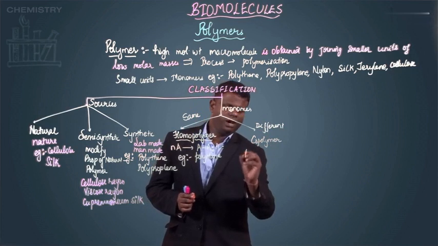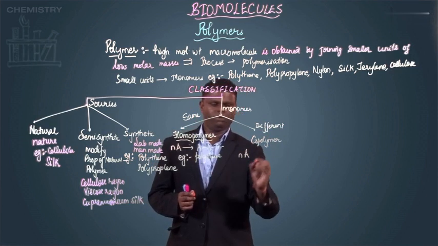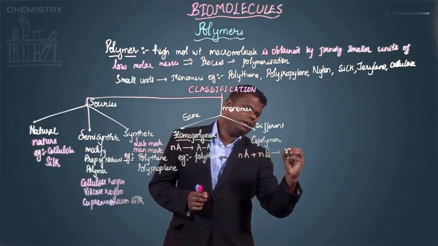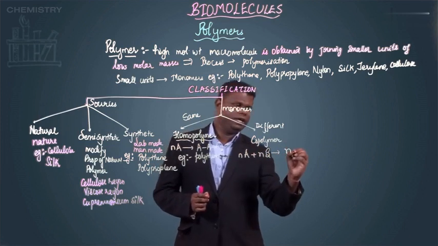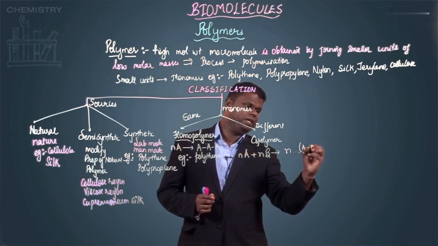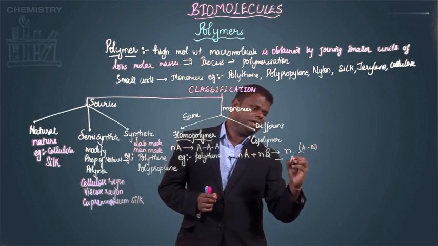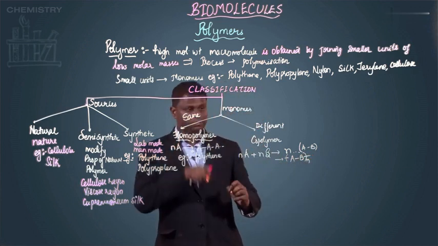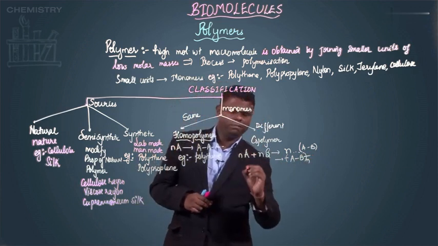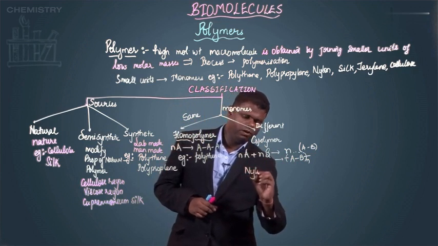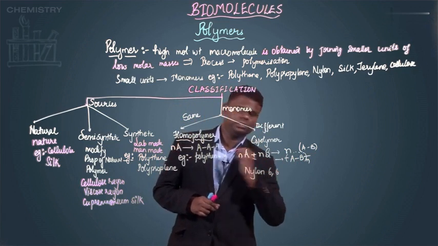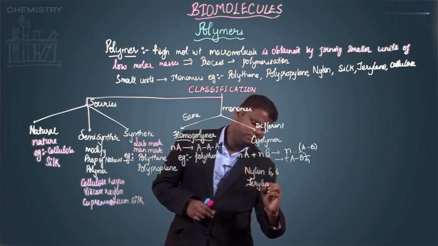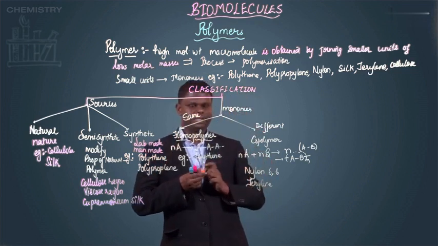For example, you start with n molecules of A, then you start with n molecules of B, and you get n such of A, B. So you could simply write this as AB n times. So this is nothing but a copolymer. Common examples are nylon 6,6, then you have terylene, and many more which we will be studying in detail.